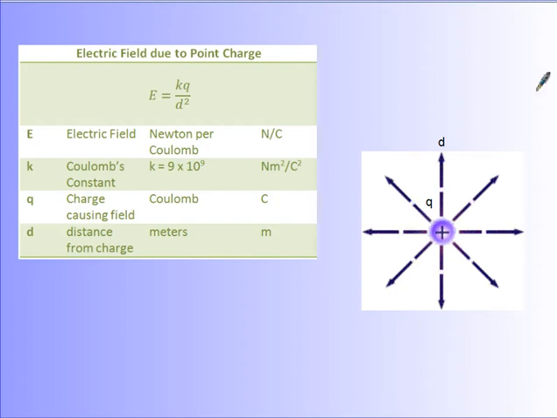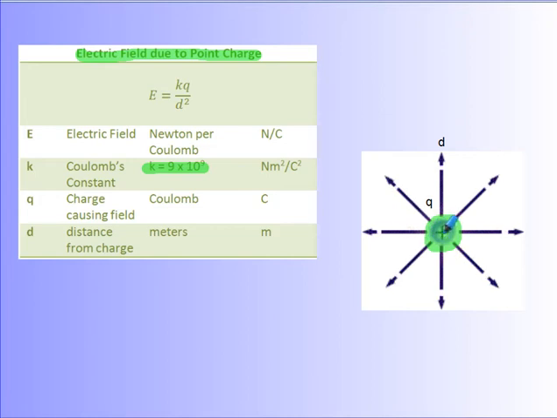Now, what if we have an electric field due to a point charge? This is very different from a uniform field. If it's due to a point charge, it changes. Here you see that E is kQ over d squared, where E is your electric field, k is Coulomb's constant, or 9 times 10 to the 9th newton meter squared per coulomb squared. Q is the charge causing the field. That's this center thing in the middle.